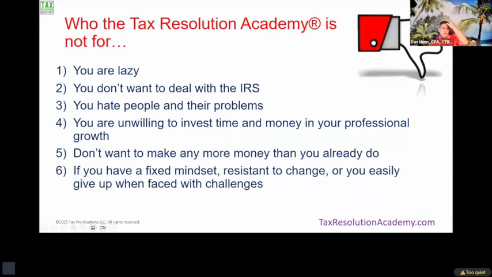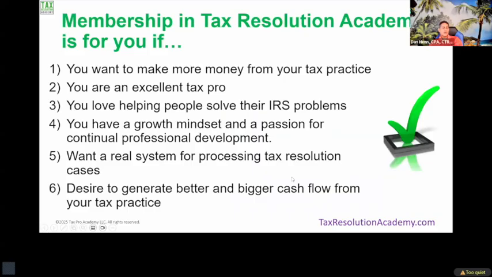So who's the Tax Resolution Academy not for? It's not for you if you're lazy, you don't want to deal with the IRS, you hate people and their problems, you're unwilling to invest time and money in your professional growth, you don't want to make any more money than you already do, and if you have a fixed mindset, resistant to change, or you easily give up when faced with challenges.